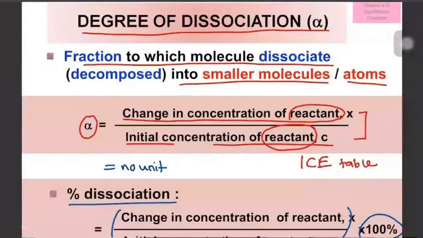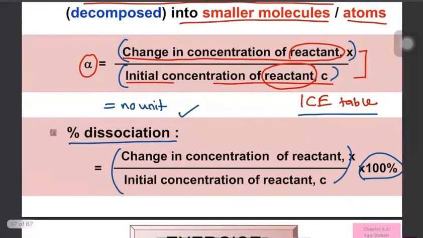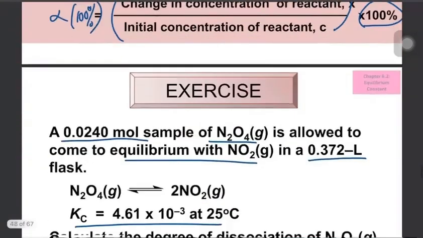So the degree of dissociation is the fraction of molecules that decompose into smaller molecules or atoms. So this is very, very simple as you get all the information that you need from your ICE table. What is the information? Change in the concentration of reactant and the initial concentration of the reactant. And this here has got no unit. Percentage dissociation is the same thing as degree of dissociation, just multiplied by 100%. The symbol for degree of dissociation is alpha. Must remember this.